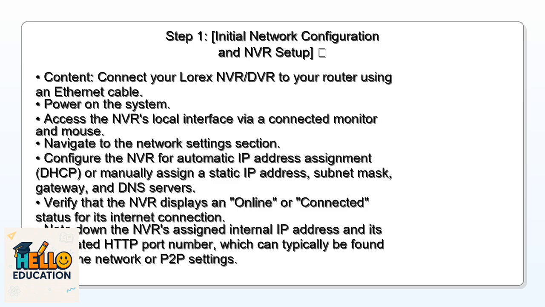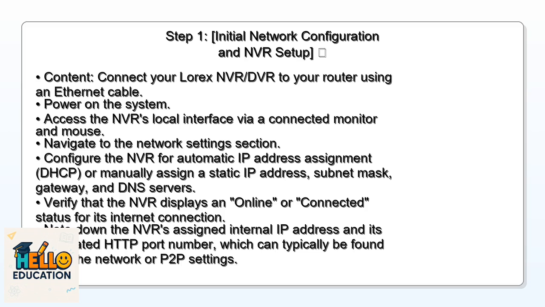Connect your Lorex NVR to your router using an Ethernet cable, power on the system, then access the local interface via a connected monitor and mouse. Navigate to the network settings section. Configure it to use automatic IP address assignment, or manually assign a static IP address, subnet mask, gateway and DNS servers. Verify that the NVR displays an online or connected status for its internet connection.